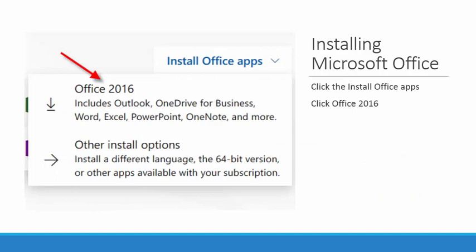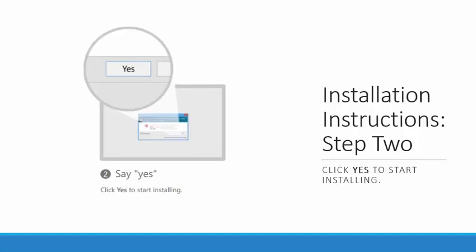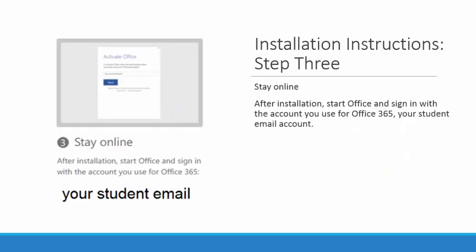Then you're going to click Office 2016. You're going to click Save File and then Run the File. You're going to click Yes to start installing. Then you need to stay online, and after the installation you start Office and you sign in with your account. For you, that's going to be your student email account.